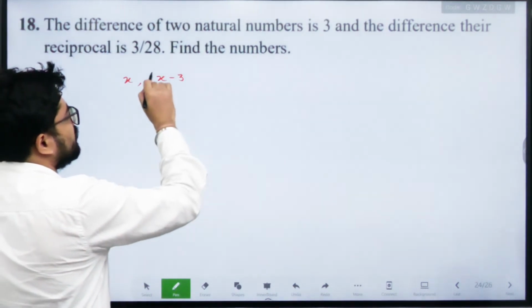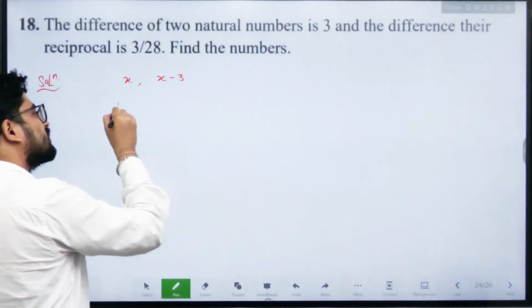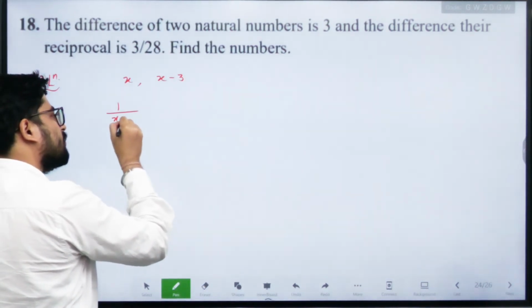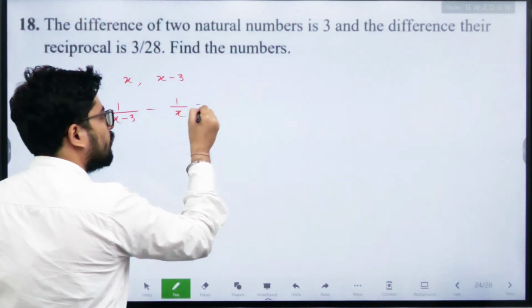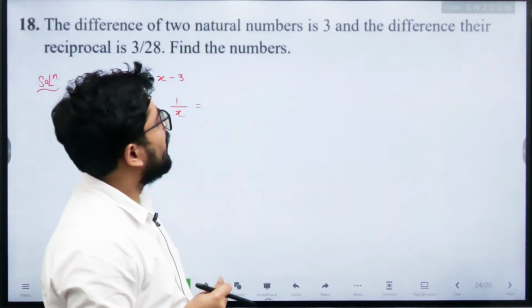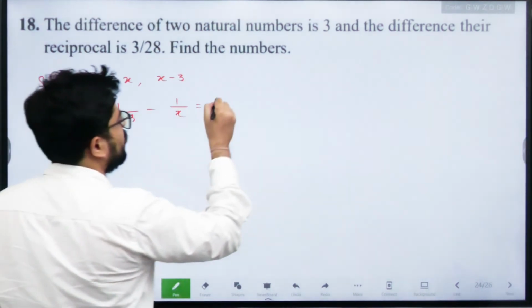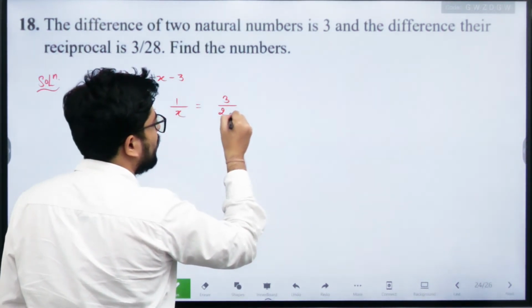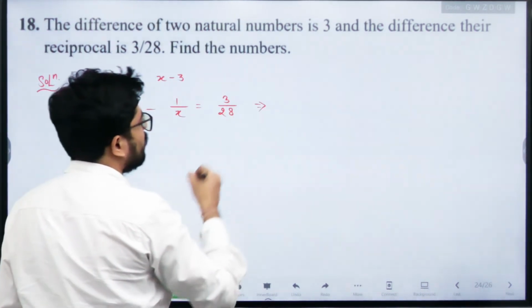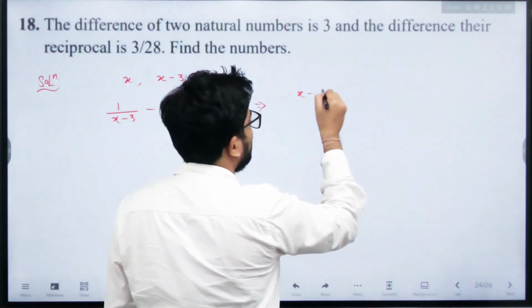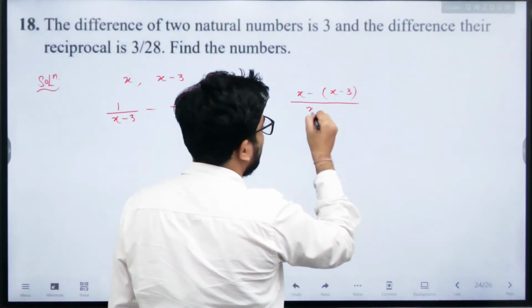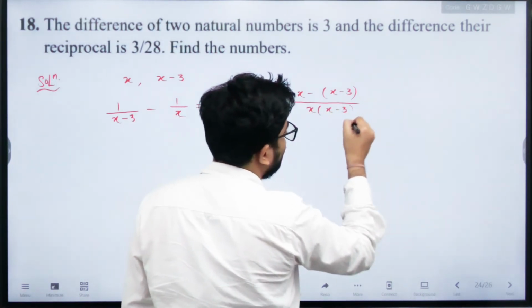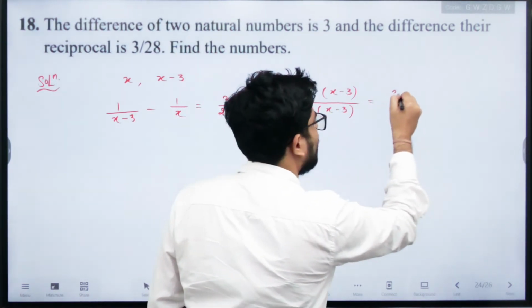Okay, so if this is the smaller number, its reciprocal is bigger than that. So 1 upon x minus 3 minus 1 upon x. Okay, these are the reciprocals, and the difference of their reciprocals is 3 by 28, which is given. So when you simplify it, you will get what? x minus (x minus 3) divided by x into x minus 3 is equal to 3 by 28.